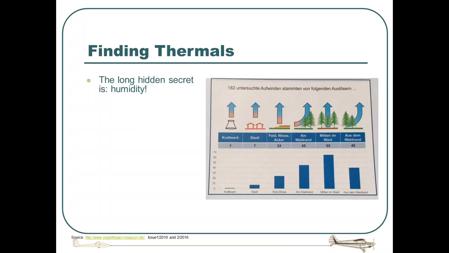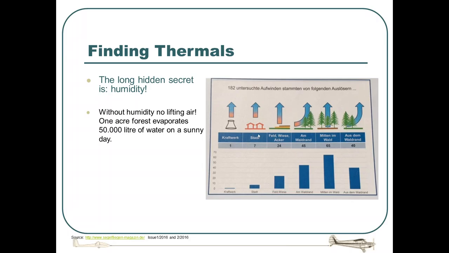No problem at all. So getting back to the results. The studies that were done on flights on the OLC, all the flights that were analyzed were in excess of 1,000 kilometers. So these are real long-distance flights. They did analysis of where the thermals were picked up and came to a conclusion that there's a long-hidden secret, and that is humidity. The more moist the air is, the better the thermal, because the more water moisture in the air mass, the lighter that air mass is. Without humidity, there is no lifting air.